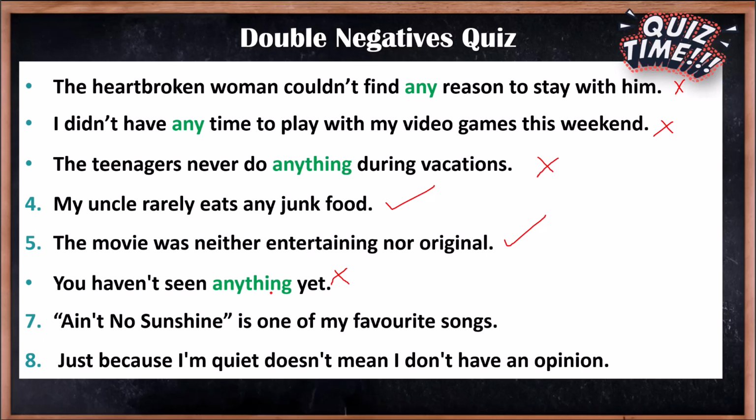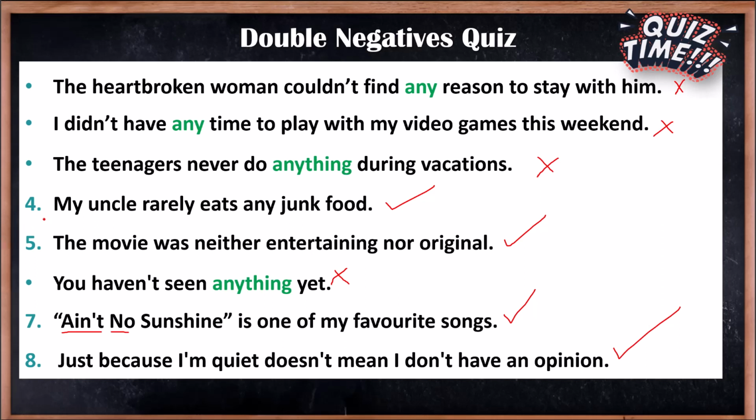Now, number 7. Number 7 is correct as it is. And that's because we do have a double negative. Ain't no sunshine. This is a double negative. However, this is a title of a very popular song. And this is intentional. Now, the last one is my most difficult one. Is this sentence correct? Yes, this sentence is correct as it is.